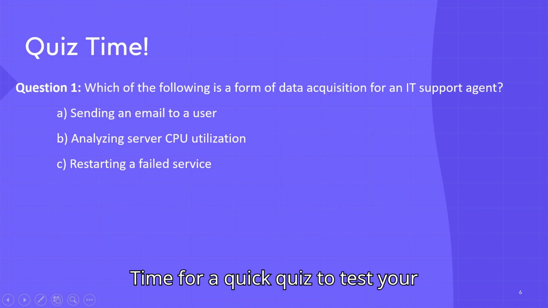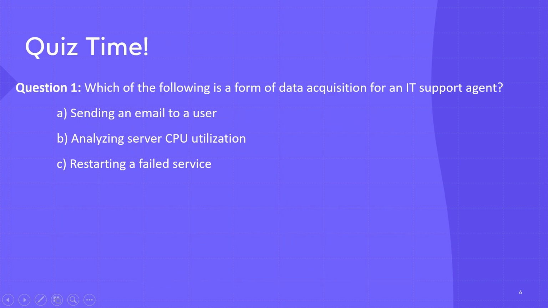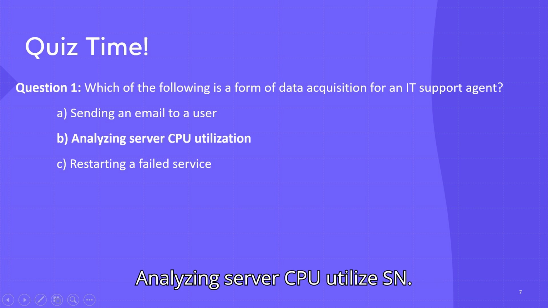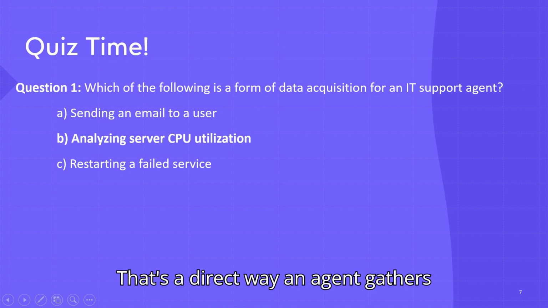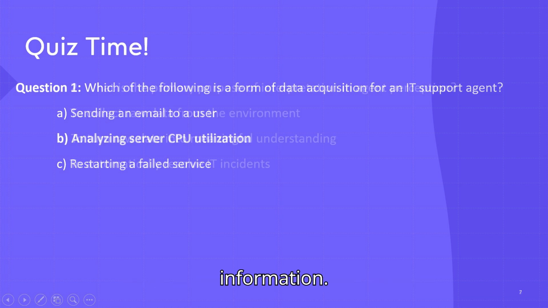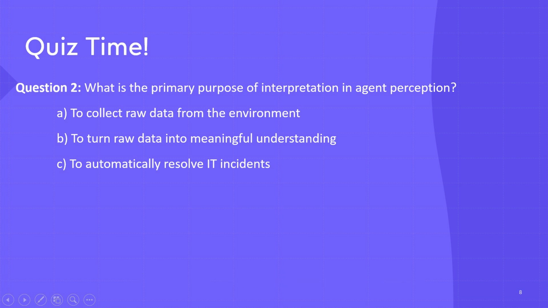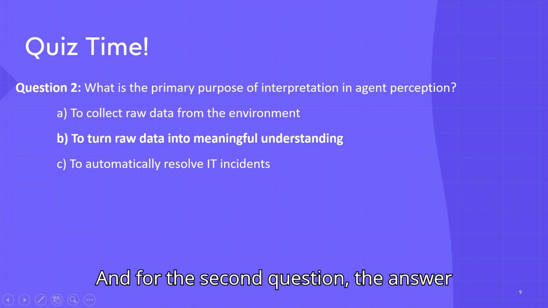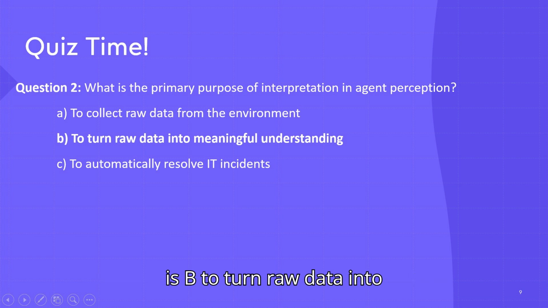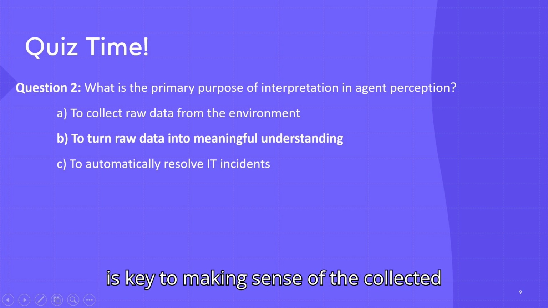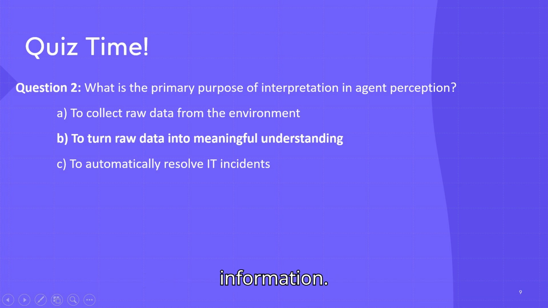Time for a quick quiz to test your understanding. Let's see how you did. The answer is B, analyzing server CPU utilization. That's a direct way an agent gathers information. Let's look into the next quiz question. And for the second question, the answer is B, to turn raw data into meaningful understanding. Interpretation is key to making sense of the collected information.